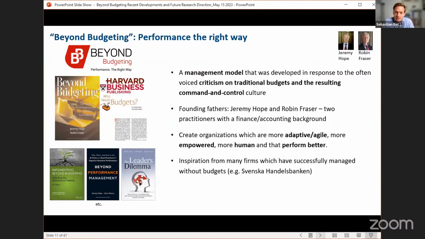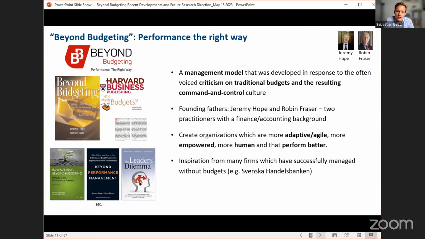Because the innovators of this idea, these are two gentlemen by the name of Jeremy Hope and Robin Fraser. So they were both from the UK. One was a finance expert who became a book author, and the other one was a partner at PricewaterhouseCoopers, which is a big four auditing and consulting firm. So they really saw the problems that traditional budgeting created in organizations, and then they said, "This is not possible, right? We need to have different ways to manage our organizations."